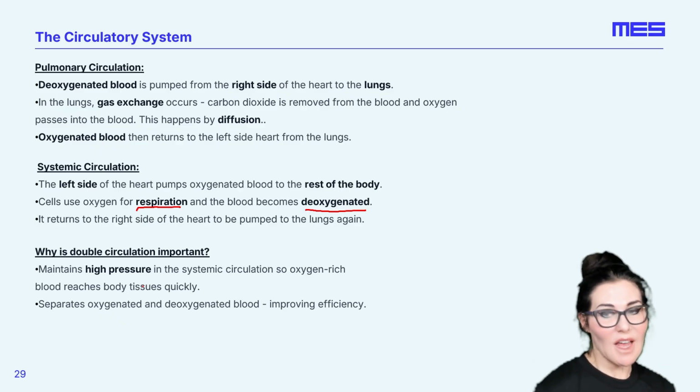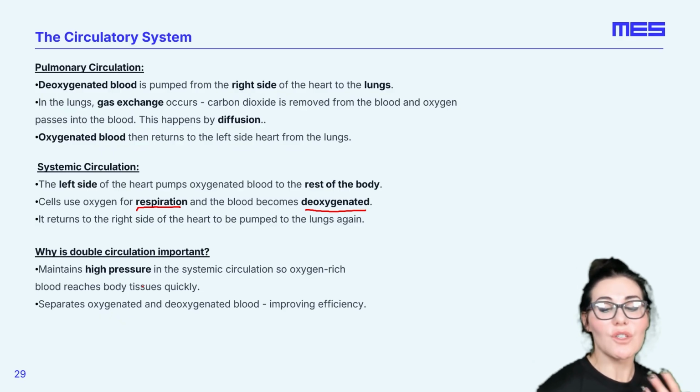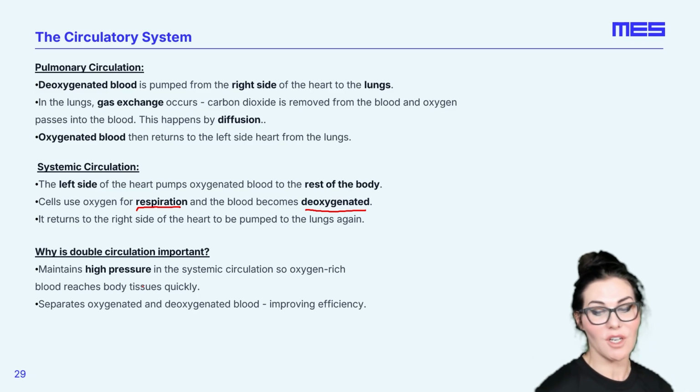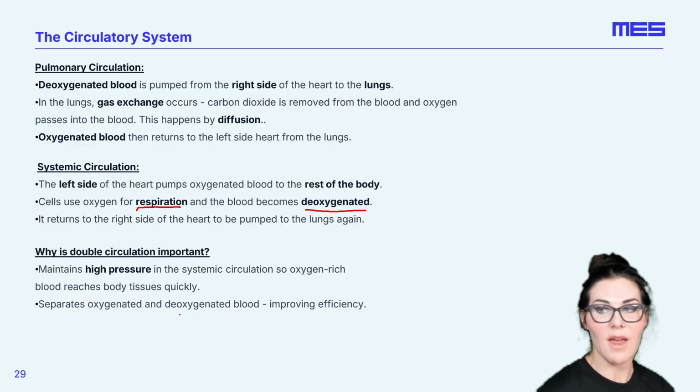Now, I've kind of just said this, so why is double circulation so important? We obviously want to ensure we maintain a high pressure in the systemic circulation, so oxygen-rich blood reaches all of our body tissues very quickly. It also ensures that oxygenated and deoxygenated blood do not mix, and that means we get fully oxygenated blood going to the right places and only deoxygenated blood going to the lungs to become oxygenated. It makes it very efficient.